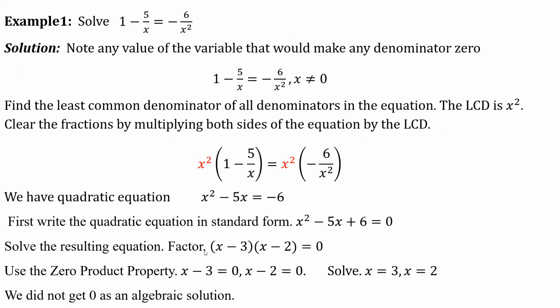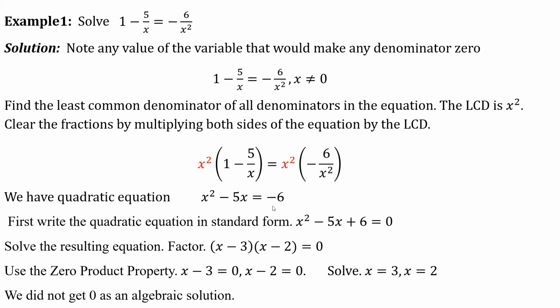We consider some examples of solving fractional rational equations. Note any value of the variable that would make any denominator 0. In this example, it is x equal to 0. Find the least common denominator of all denominators of this equation. So the least common denominator is x squared. Clear the fractions by multiplying both sides of the equation by the LCD. So we multiply both sides by x squared.